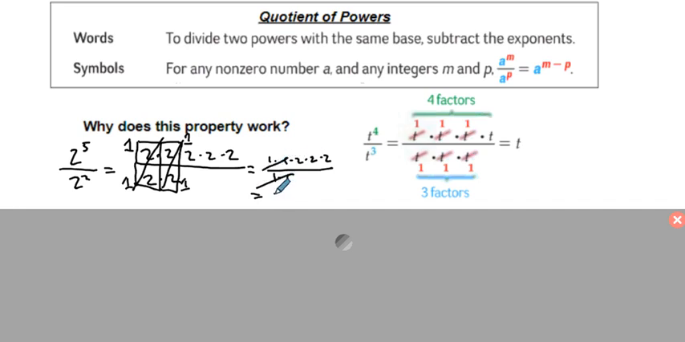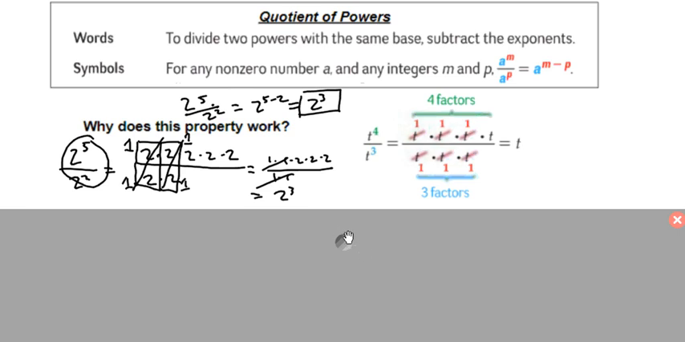What that leaves you with is 2 to the 3rd, which is the same thing you get if you just say 2 to the 5th divided by 2 squared is the same as 2 to the 5 minus 2, which is 2 to the 3rd. So it's just a quick shorthand way to get to where you want to go. That's why it works. There's another example here, if that speaks more to you.